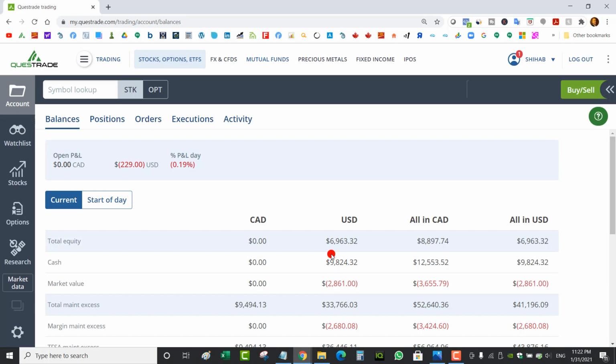If it's a 30% margin requirement, then 30% of the price of the stock is what your maintenance excess is going to drop by. So 30% of 3,000, which is $900. So your maintenance excess would drop by about $900 in this case, but your cash line would drop by $2,800.